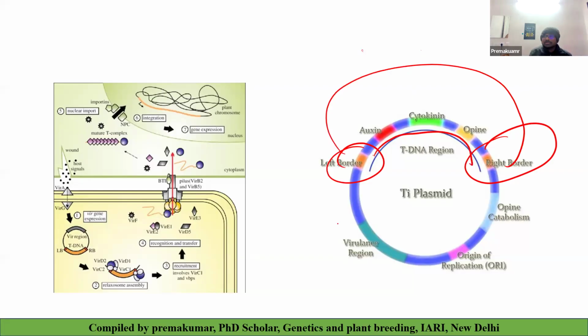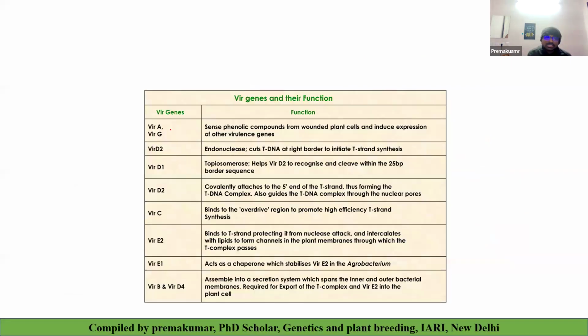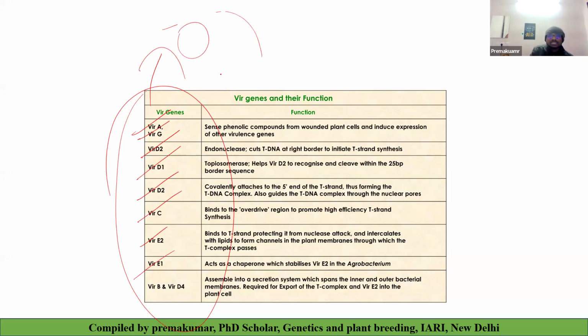Then the left border and right border are very important for the excision of this T-DNA region. How, we will see. For example, this Ti plasmid releases virulence genes. There are different virulence genes called VirA, VirG, VirD1, VirD2, VirC, VirE1, VirE2. All are helpful in the excision of your T-DNA from the Ti plasmid and its integration into the plant genome.